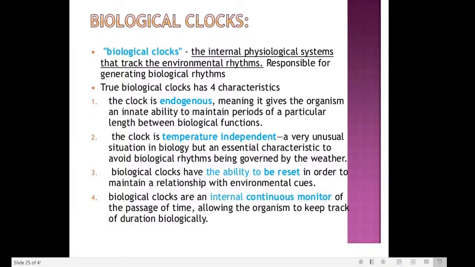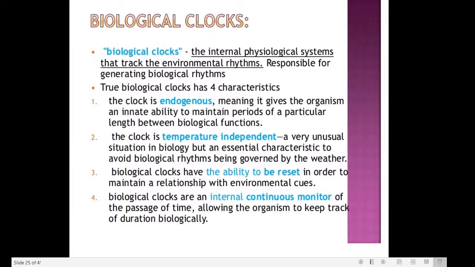It is an internal physiological system of the plant to track the environmental rhythm. It has 4 characteristics. It's endogenous. Endogenous means an innate ability to maintain the period. Some organisms are not able to maintain the period, and humans too can deviate from the clock. It's helpful for biological functions, and it is applicable to humans also.